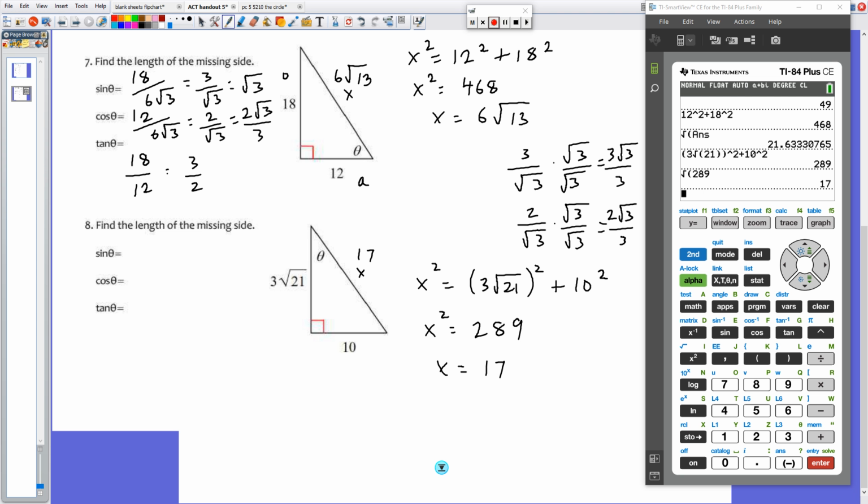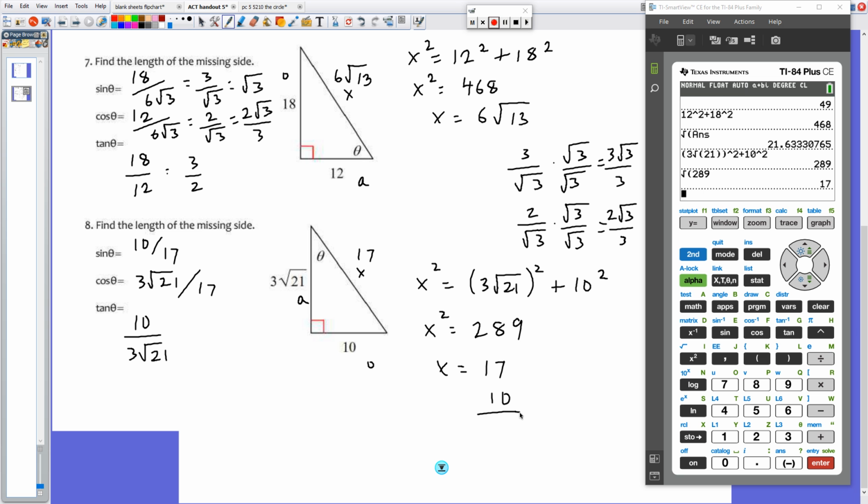The theta is up at top, so this makes the 10 the opposite. The 3 radical 21 is our adjacent. That 17 is our hypotenuse. Sine, opposite over hypotenuse. Cosine, adjacent over hypotenuse. Tangent, opposite over adjacent. Let's work on that for just a second.